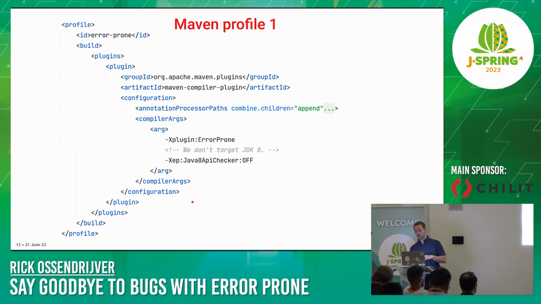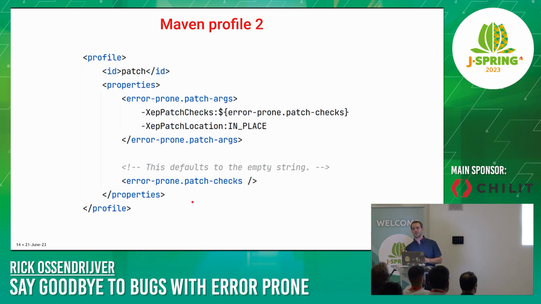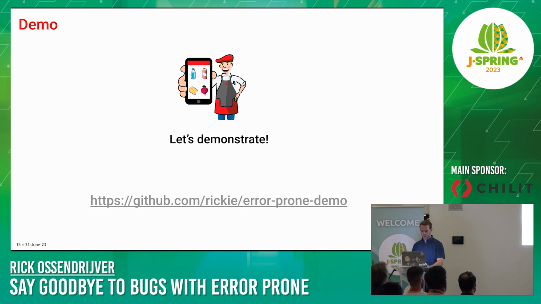In order to run ErrorProne in patch mode, we have to pass another profile, -P patch, which then allows us to run ErrorProne in patch mode. What is important here is the patch location. We say that it is in place, which means that it will change the actual source file. And we have the patch checks, where we can specify specific checks that we want to run in patch mode. But here it says this defaults to the empty string, so all checks are then enabled. So now we're going to the actual demo.